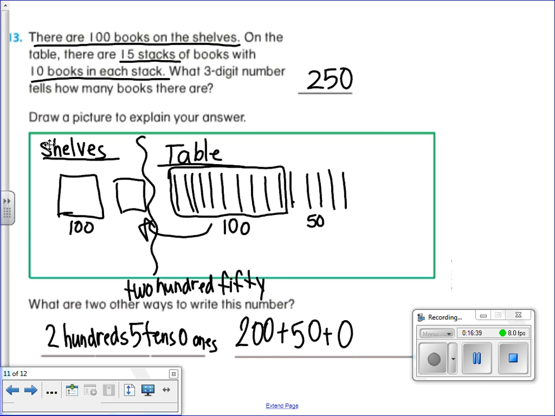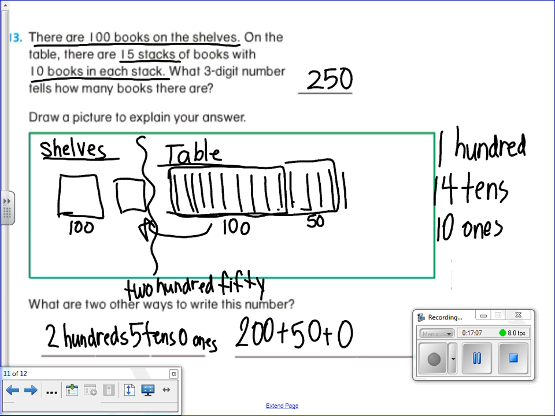Wow, Chris. Let's see if we agree with what Chris said. 14 tens and 10 ones. Yeah. So what Chris said is he took this 100. He took 14 tens. And then he broke this one up into 10 ones. Very creative. All right, great job on chapter 2 review.